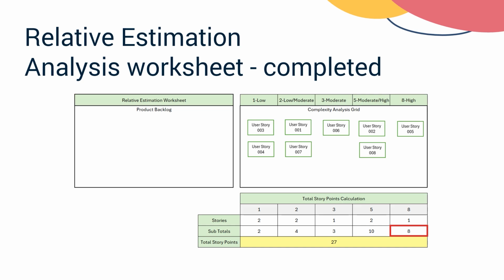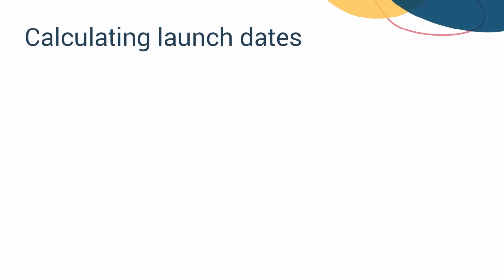We can now calculate the total story points required to launch this new product from all the column subtotals. As we can see, the total story points are 27 for this launch. Let's finish this video with some calculations.